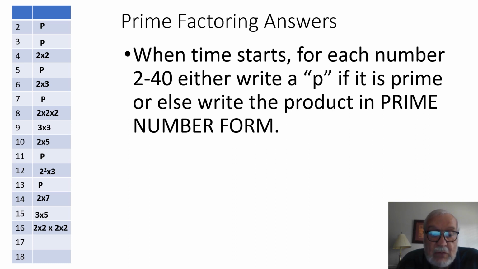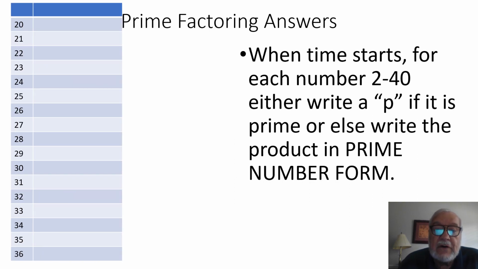16 is another tricky one. 16 is 4 times 4, but each 4 is 2 times 2. And so how many 2's do we have altogether? We have 4, so that's 2 to the 4th power. 17 is prime. 18, most of you know as 2 times 9, right? But 9 is not prime, and so it becomes 2 times 3 times 3, or 2 times 3 to the 2nd power. All right, now we're going to get to the other numbers.